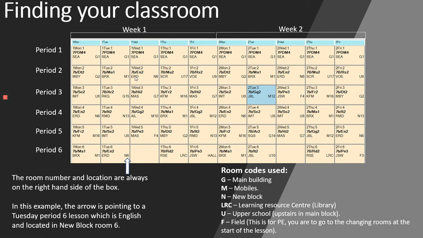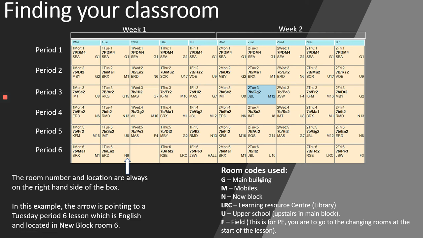Now that you know what period the lesson is and what subject it is, you need to know where to go. For this, you look at the room code, which is always on the right-hand side of the boxes. In the example shown, the arrow is pointing to a lesson which is Tuesday period 6 and located in new block, room number 6. On the slide, I have explained what the room code means. This will help you when you are trying to find the room.